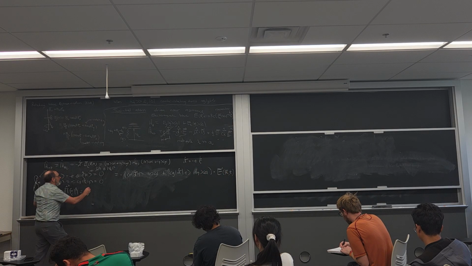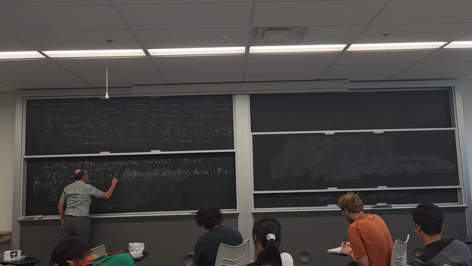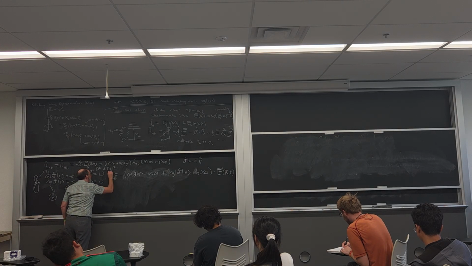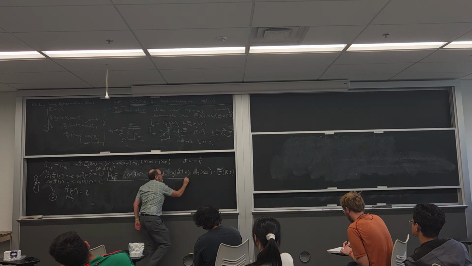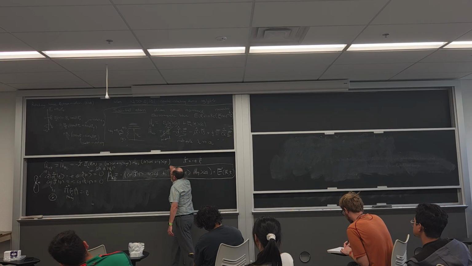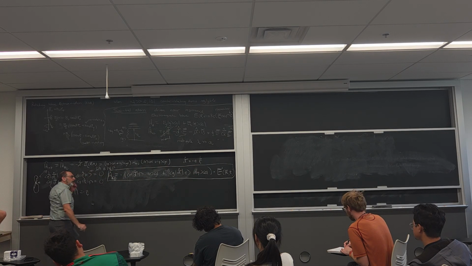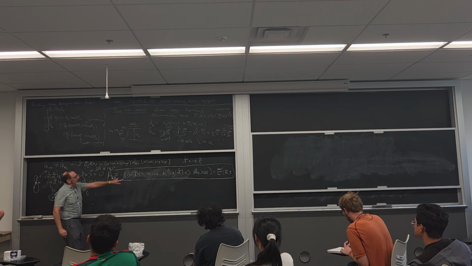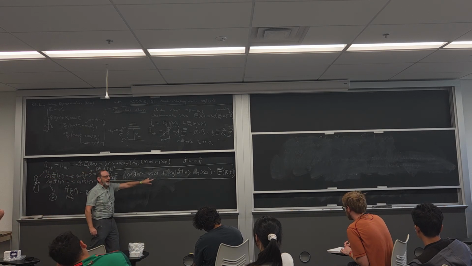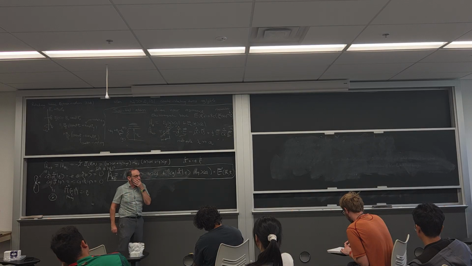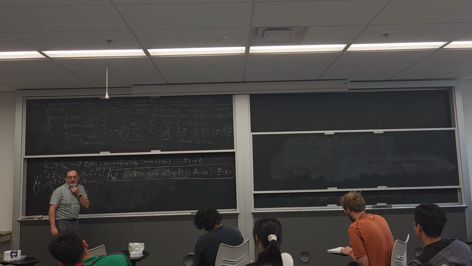So this is my interaction Hamiltonian, my atom-light Hamiltonian. And the only terms I have in this case are the off-diagonal terms. Okay? Why are they not zero?